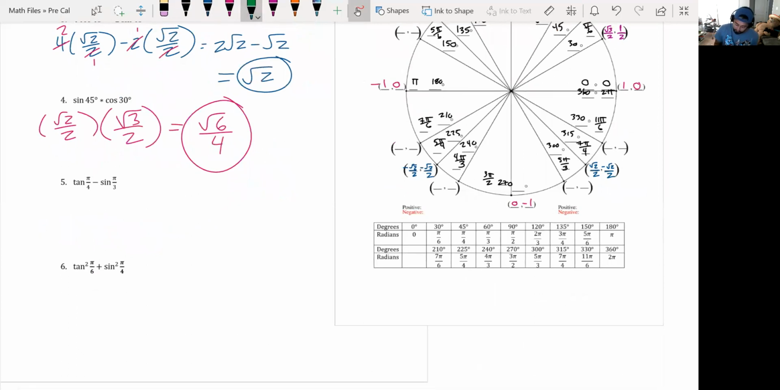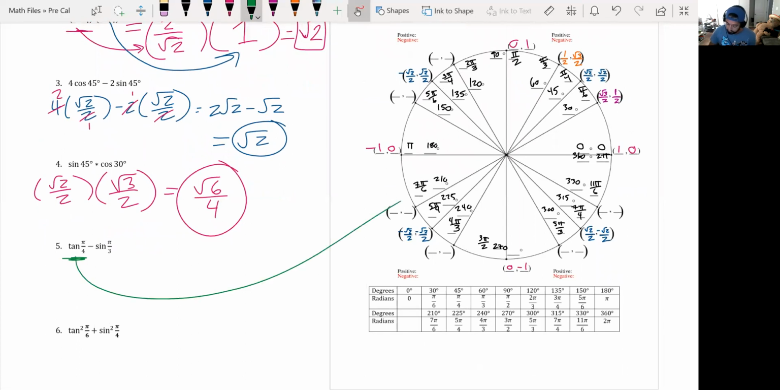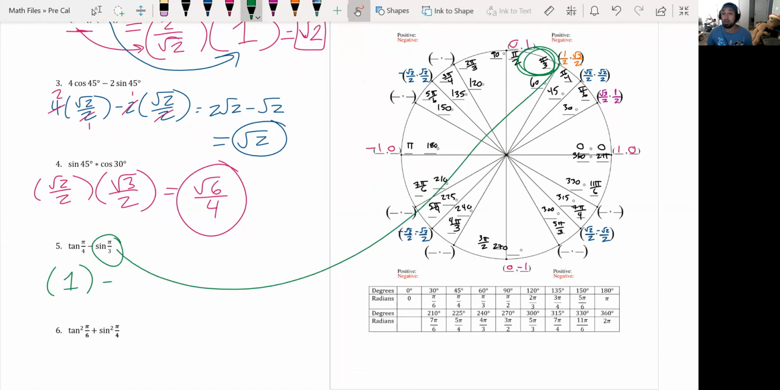Tangent of pi over 4. Well, what does that become? Reference pi over 4. Tangent at pi over 4, remember tangent puts y over x, and anything over itself, that coordinate over itself, is 1. So that would become 1. One minus, and then you have the sine of pi over 3. Reference pi over 3, and sine only calls on the y value. So you would output square root 3 over 2.